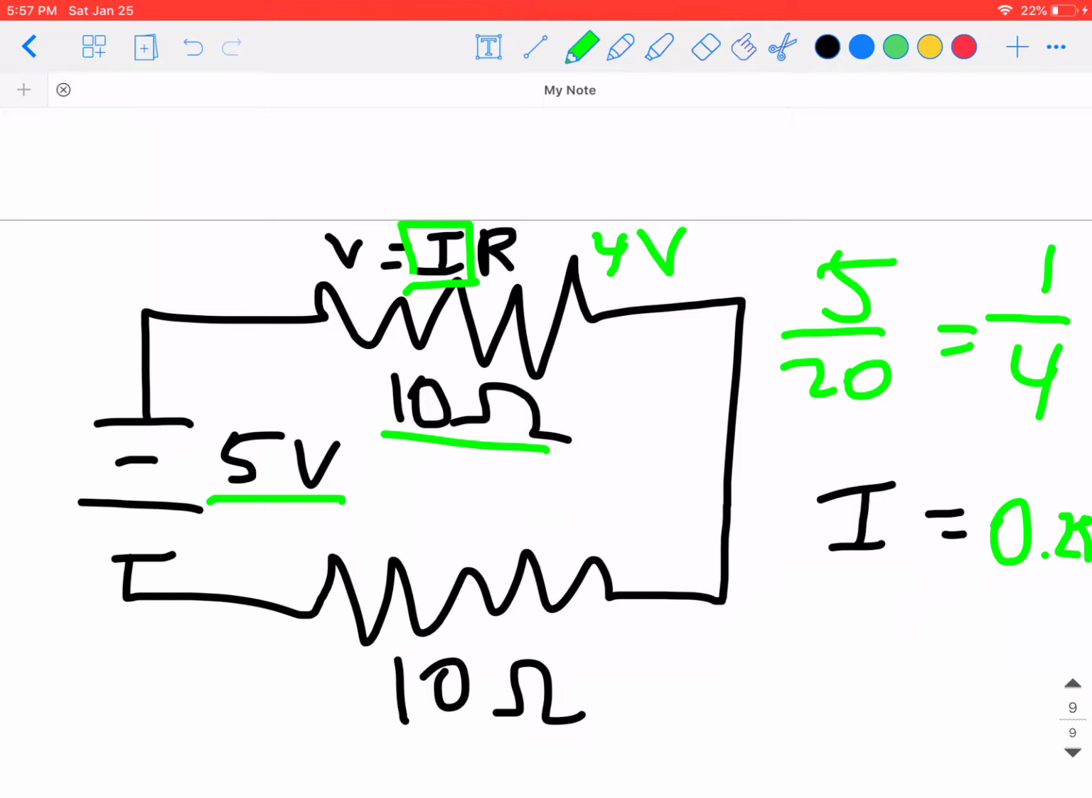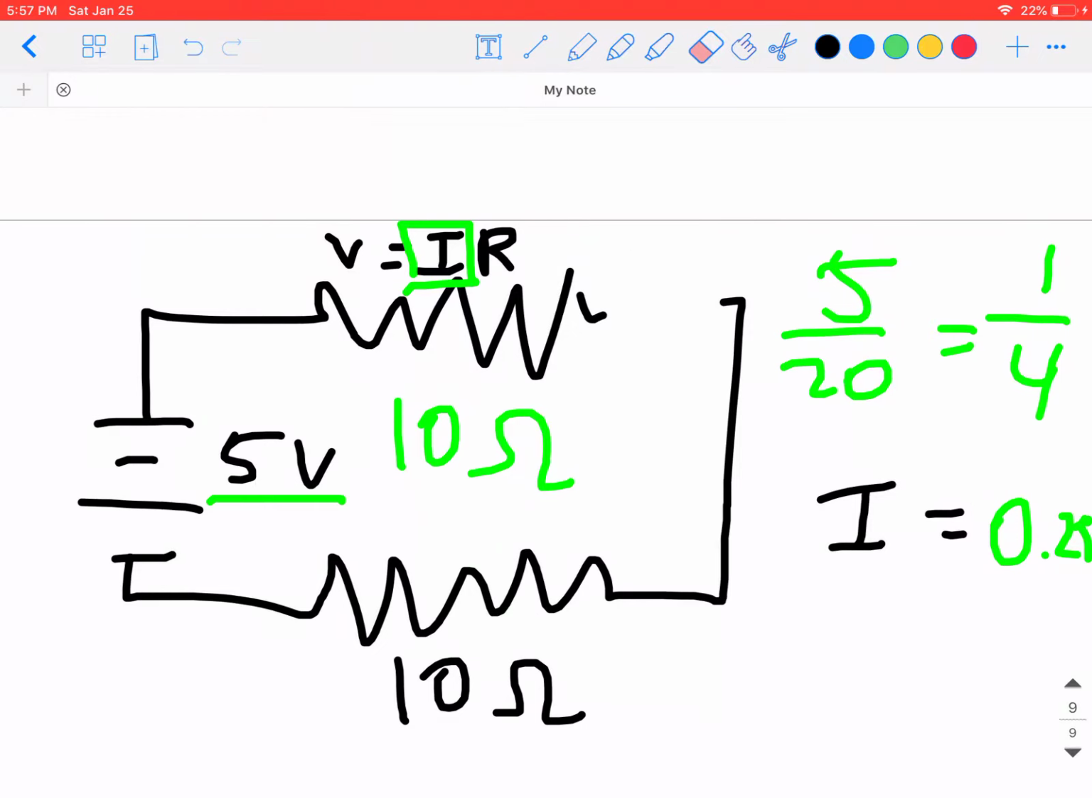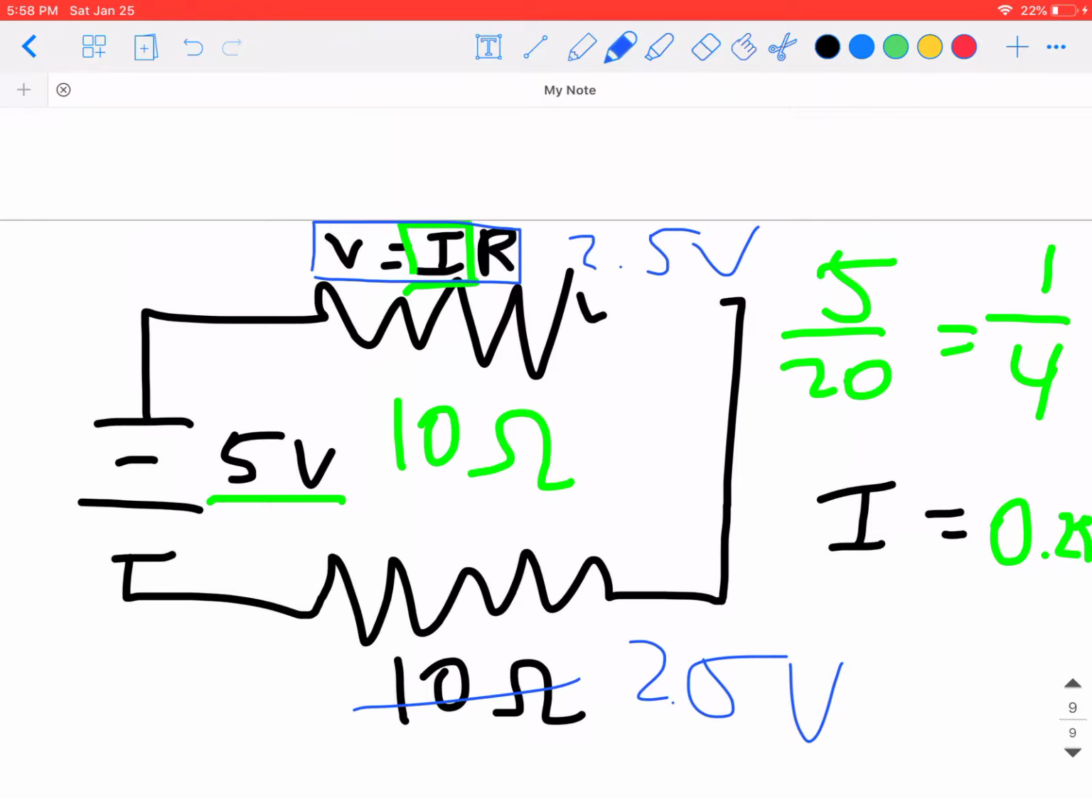So if you have a current of 0.25, well actually no, that's still 10 ohms, right? So for this value right here, V equals IR, if your I is 0.25 and your R is 10, if you multiply those together, what do you get? You get 2.5. What about this? Over here, it's also 2.5 volts, because you just use V equals IR right there. And once you plug that in, you will get that 2.5 plus 2.5 is equal to 5.